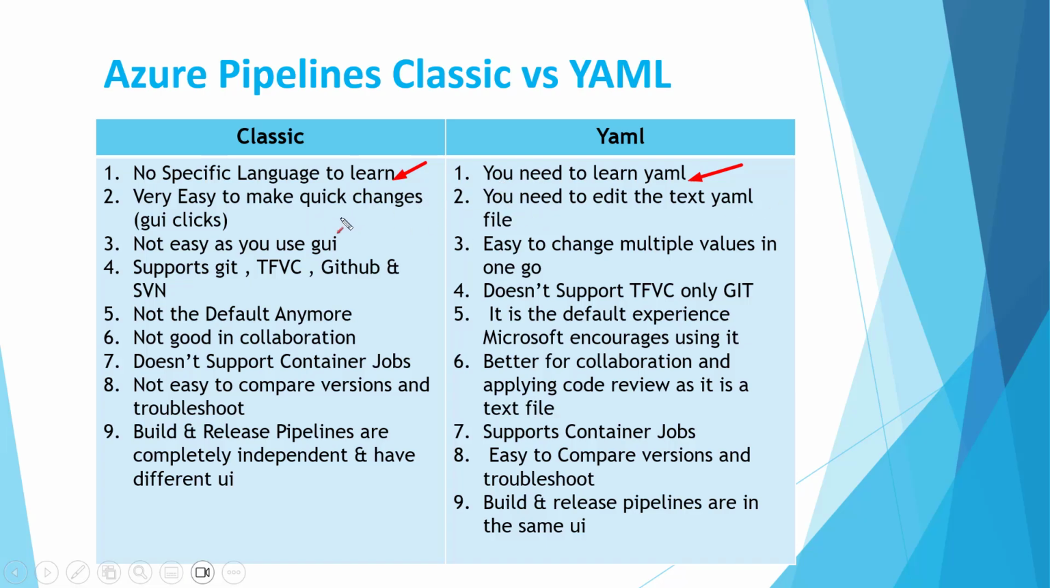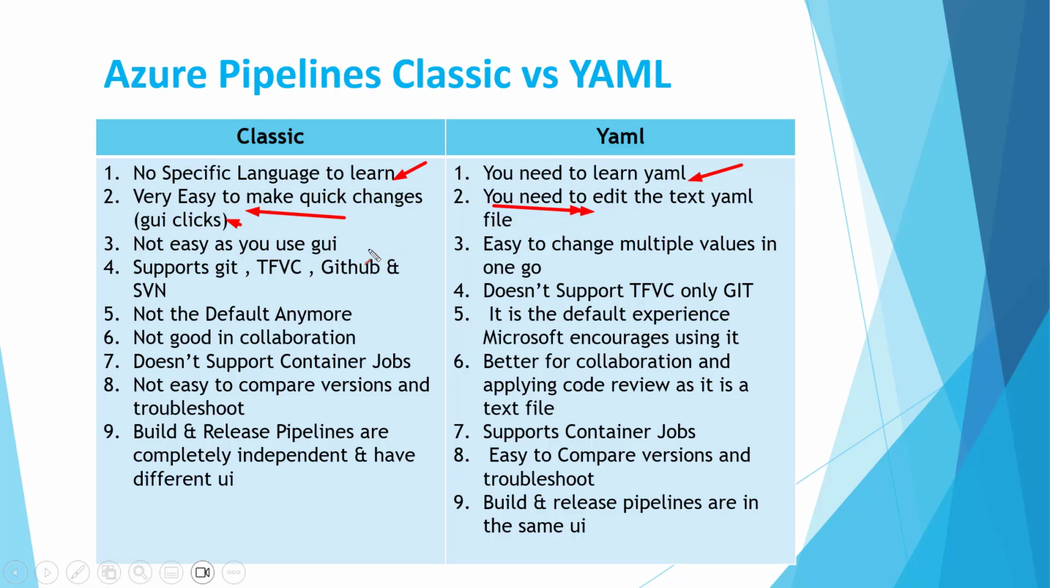And also it's so easy to make a quick change in the classic pipelines. It's just GUI clicks. In YAML pipelines, you need to edit the text YAML with the proper syntax, then push the new commit. This YAML file will be in your repo. But in classic pipelines, it's not a text file, so it is only in Azure DevOps, it's not in the repo. But in YAML, you need to edit the text file with the proper syntax, then push the new YAML file, so the new change happens.